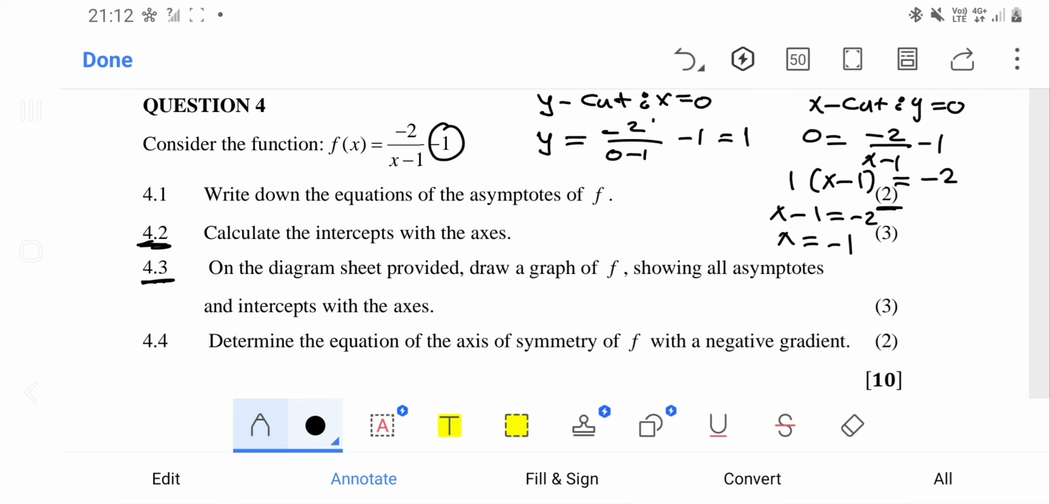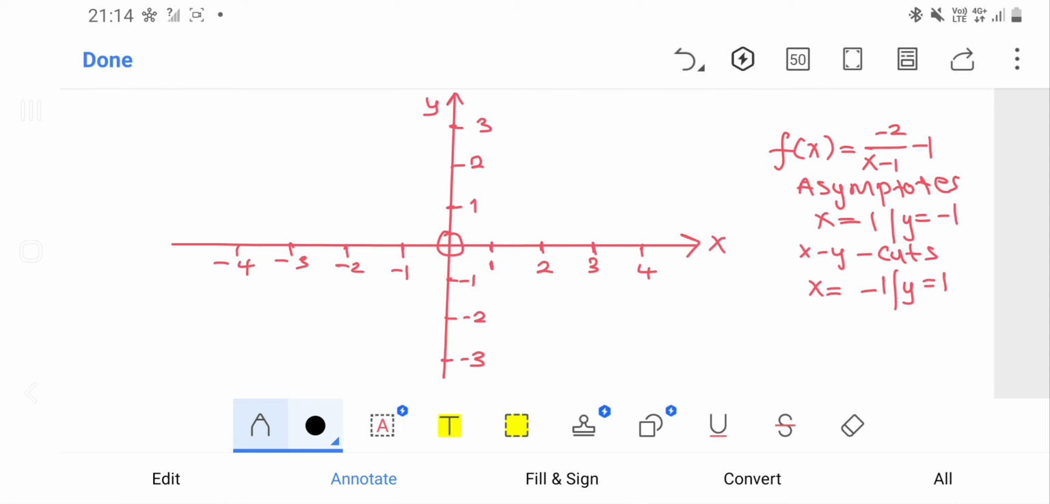So let's draw the graph of f. We have the Cartesian plane, the x-axis and the y-axis, and the asymptotes. We have x is equal to 1, y is equal to -1, and x is equal to -1, y is equal to 1. Now let's draw the asymptotes. We have the line y is equal to -1, using dotted lines, and then the line x is equal to 1, and that's where they intersect.